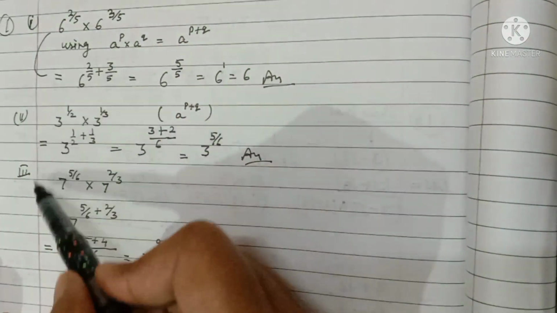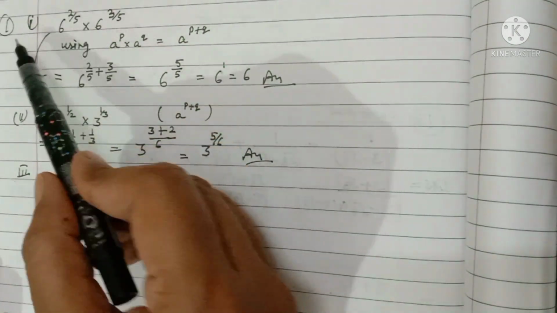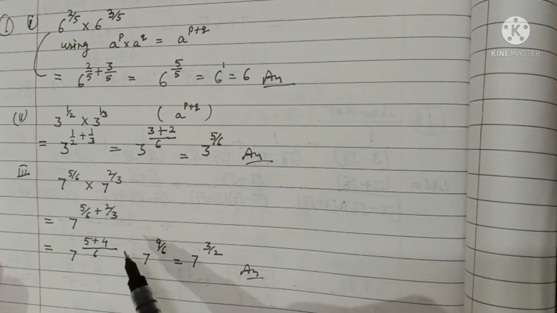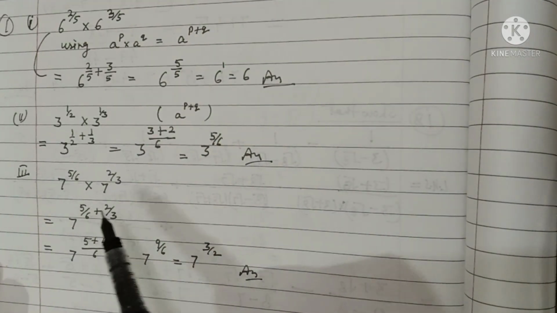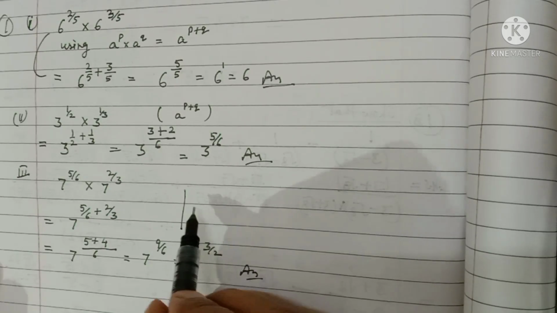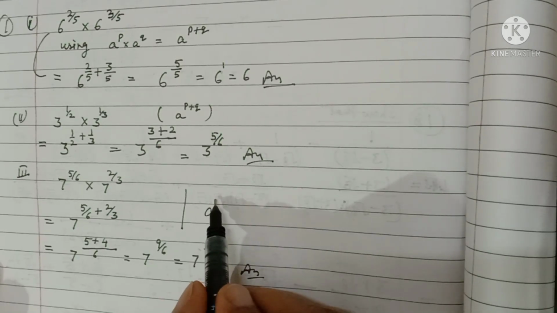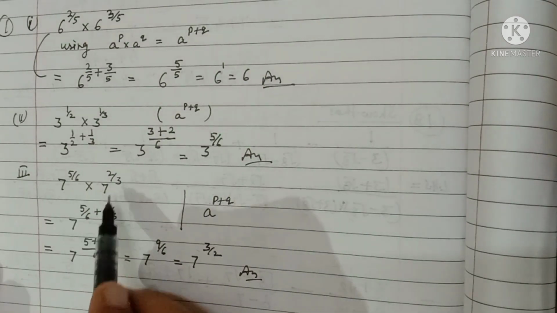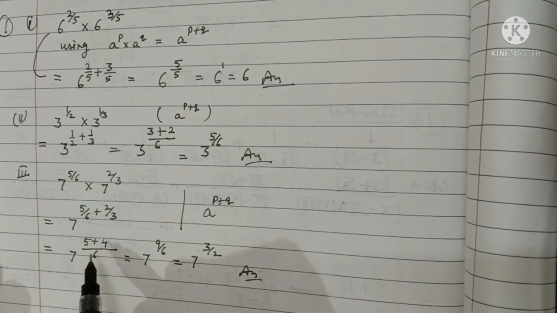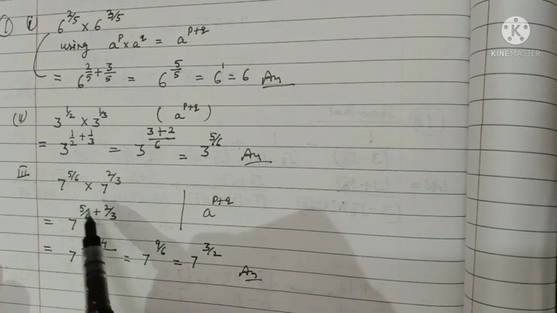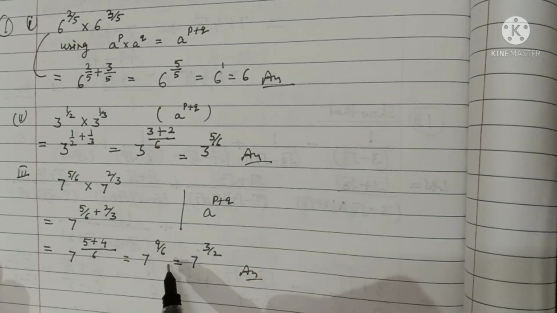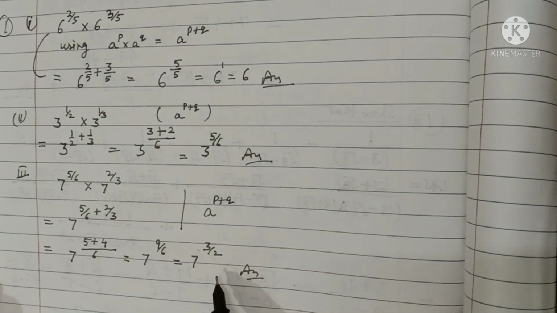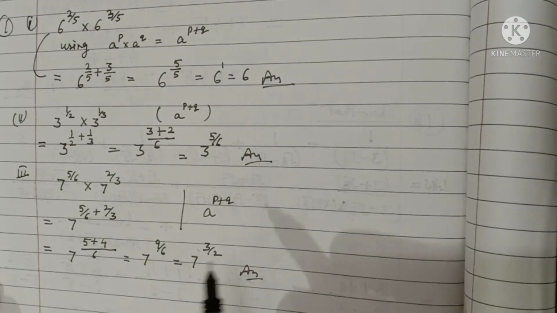These are the three parts of question number 1. Simplify. And this is the third part. Same, we will use the law a to the power of p plus q. So here LCM is 6, and solve these fractions by taking LCM and you will get the answer 7 to the power of 3 upon 2.